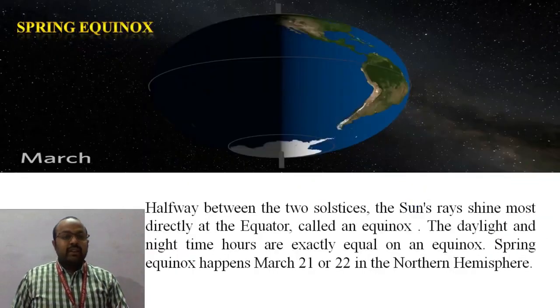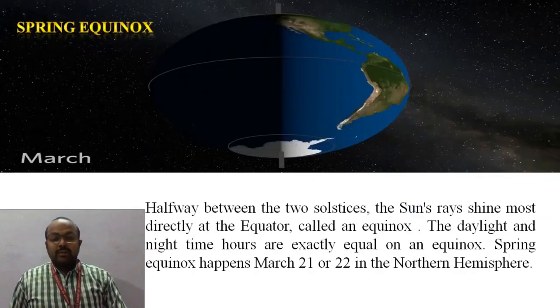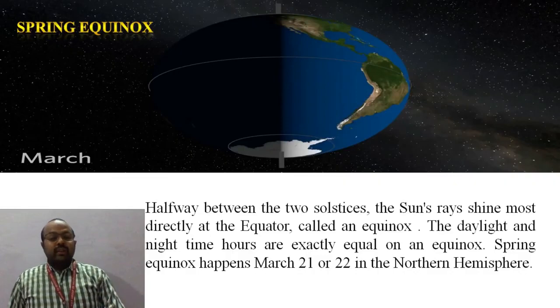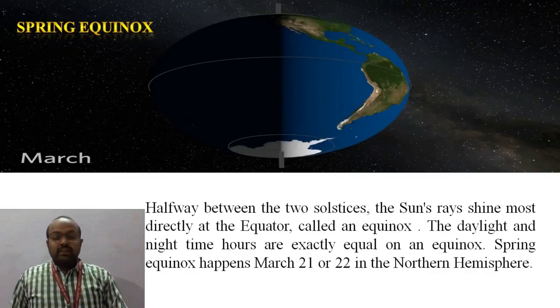This is the spring equinox, the March position. Halfway between the two solstices is termed the equinox. Daylight and night-time hours are exactly equal on the equinox. The spring equinox happens generally around March 21 or 22 in the northern hemisphere.